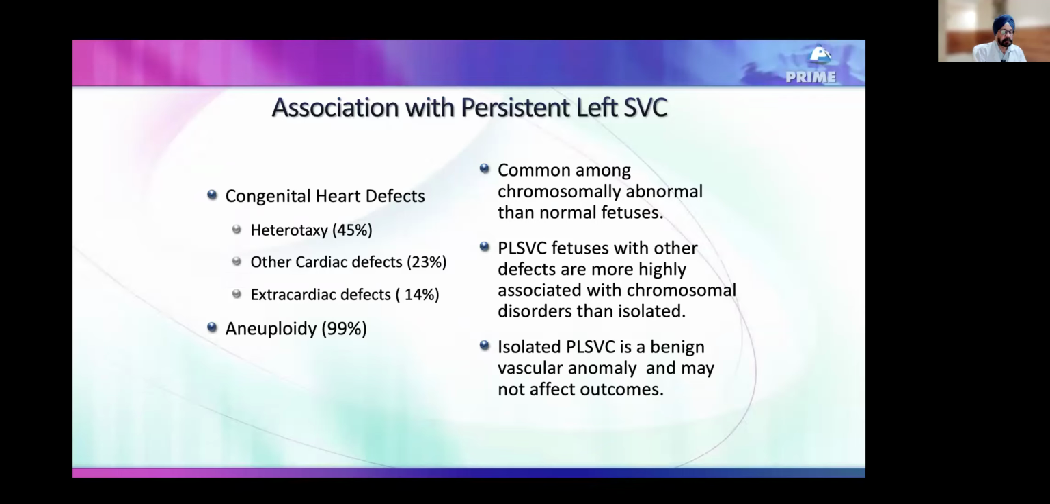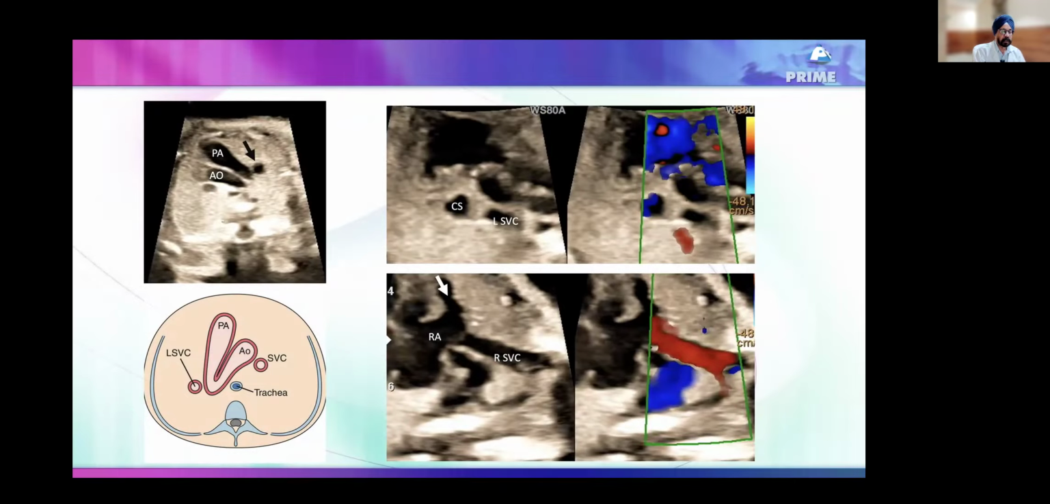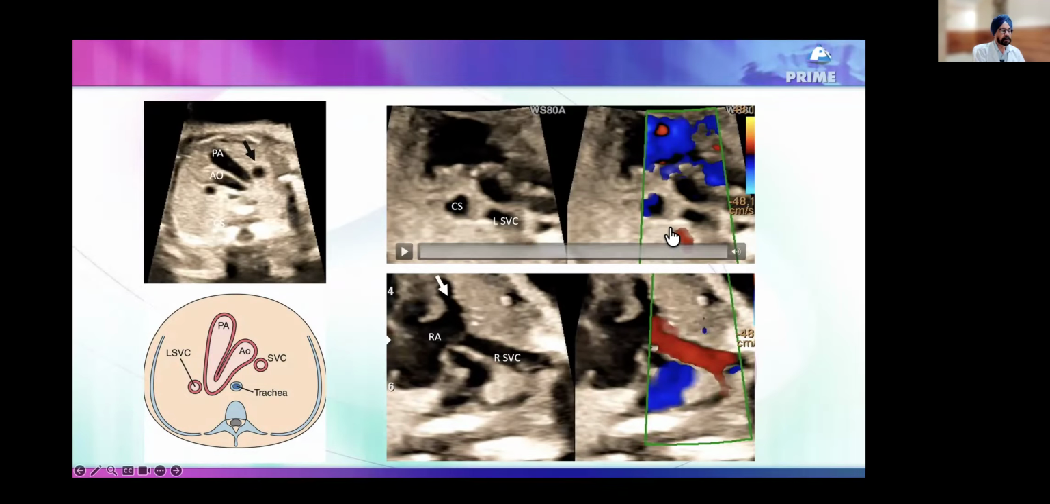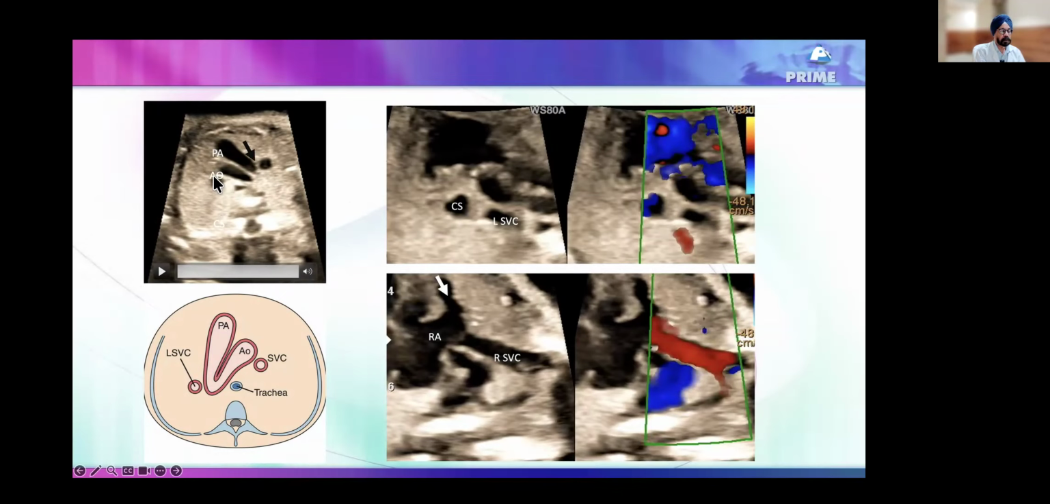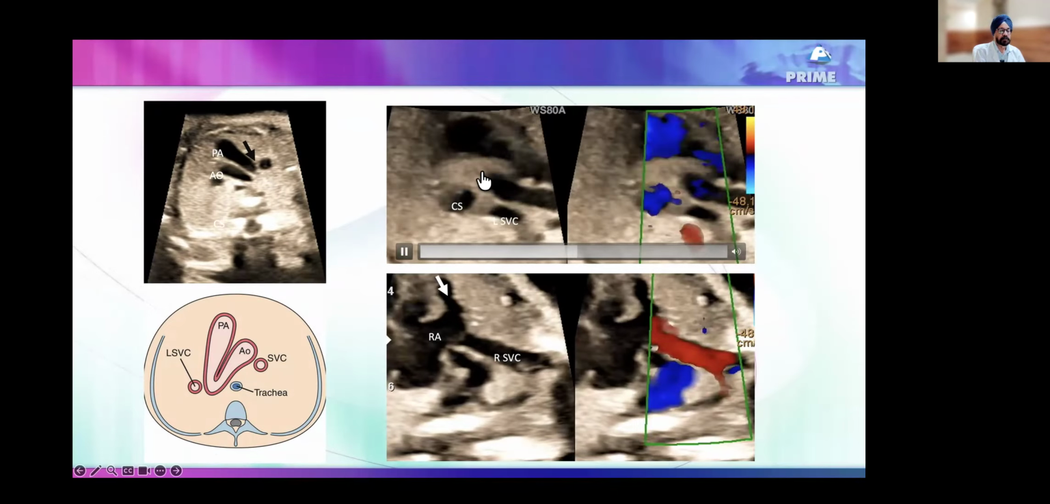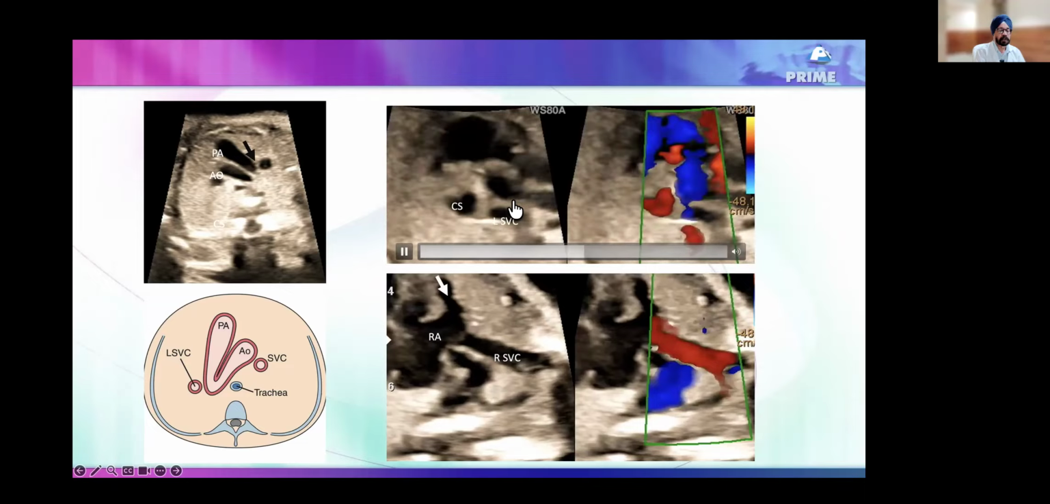And these are the associations, but more commonly, this is just an association, and I don't think we should be focusing our mind on this. So then what you see here is what I was telling you. This is a three-vessel trachea view. The normal SVC is anterior, and the left SVC is posterior. And then you see this is the pulmonary artery, and that's the aorta.